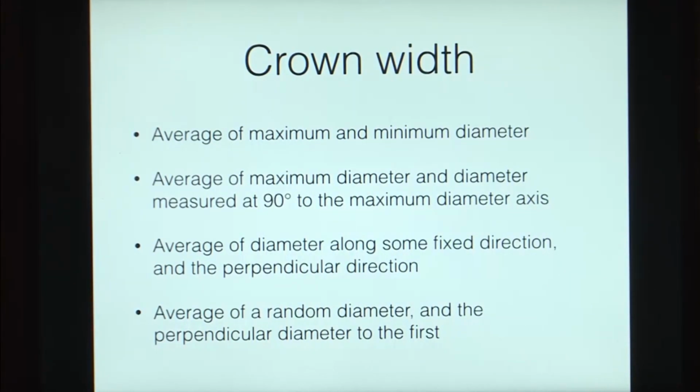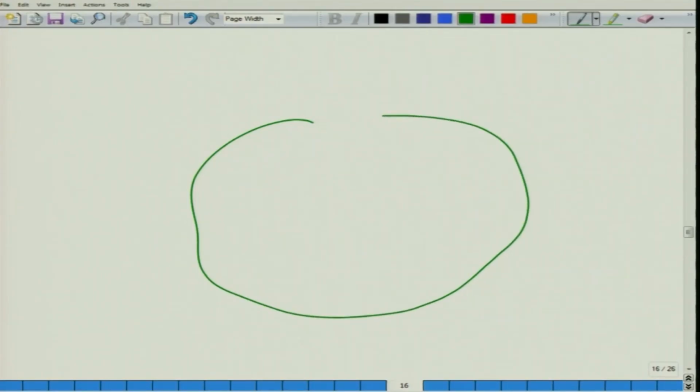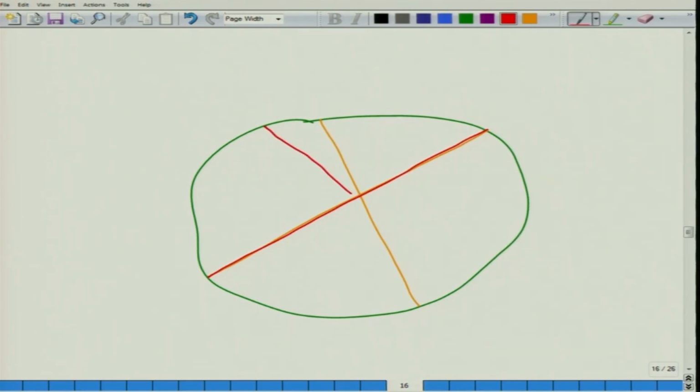Maybe if you have your tree, if this is your canopy, then maybe this is your maximum diameter and maybe this is your minimum diameter. So you could take it like this, or else you can take the maximum diameter and then take a position that is 90 degrees to it, and then you could call this your second diameter.